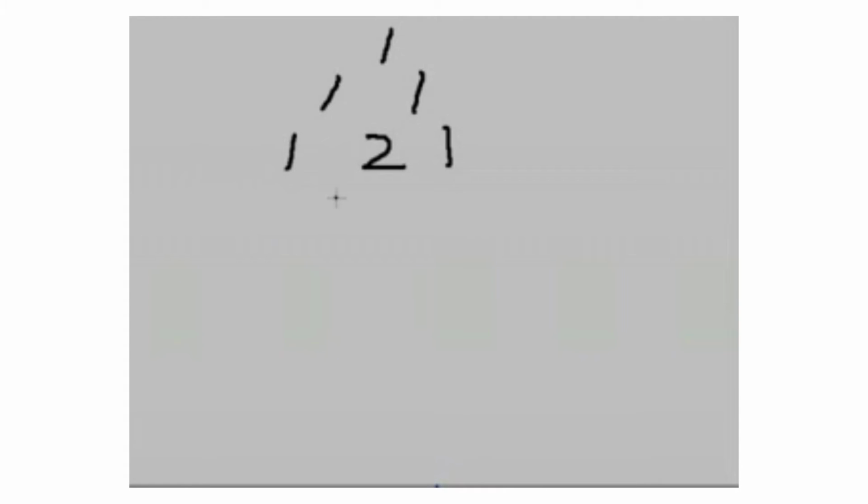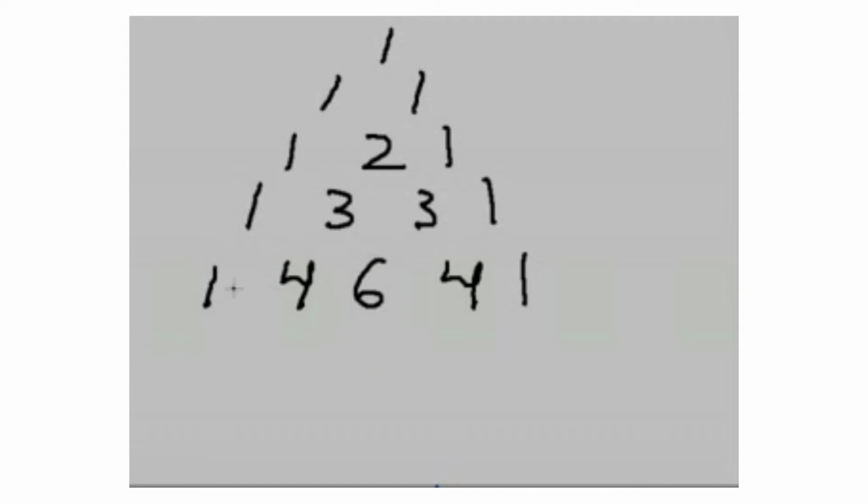That was easy so far. The next one will be 1, 3, 3, 1. What's the next one? 1, 4, 6, 4, 1, with a 6 in the middle. What's the last one I'm going to do? 1, 5, 10, 10, 5, 1, with a 10 and a 10 in the middle.